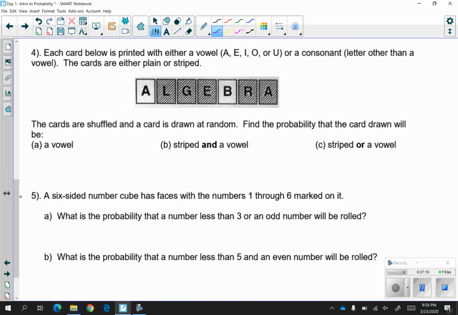For number 4, they want you to find the probability of drawing a vowel. First of all, there are 1, 2, 3, 4, 5, 6, 7 total. There are 1, 2, 3 vowels. So that's just going to be 3 out of 7. Now you're talking about striped and a vowel at the same time. So this one is striped and a vowel, and this one is striped and a vowel. That's 2 out of 7 options.